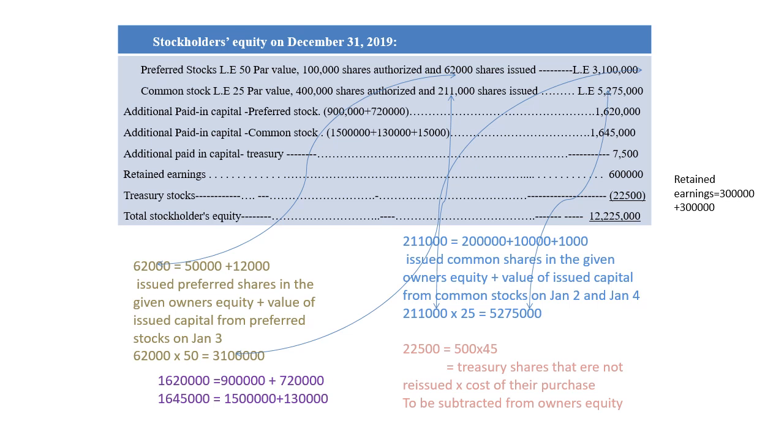I just copy common stocks, 25 par value, 400,000 shares authorized, no change. But when I come to the issued, we started with the issued shares at the very beginning of the exercise being 200,000. And during the transactions, we find that on January 2, 10,000 shares of common stocks were issued. And again, on January 4, 1,000 shares of common stocks were issued. That's why we add the 200,000 plus 10,000 plus 1,000 to get the number of shares issued up till the end of the year.